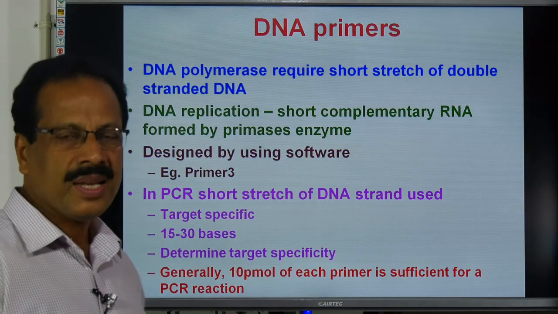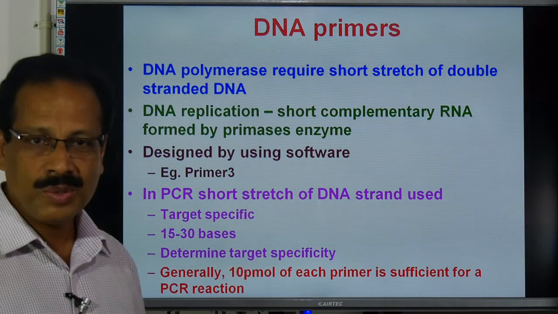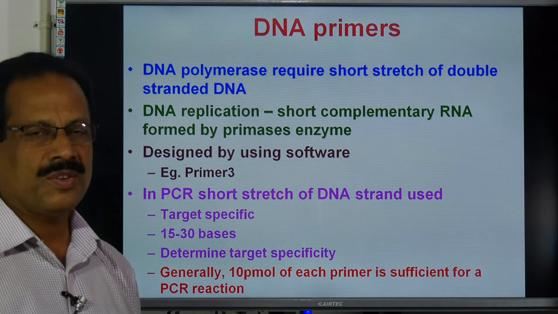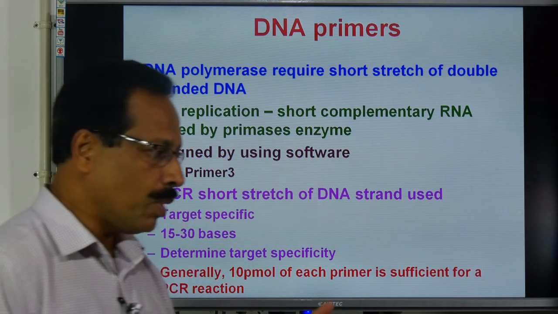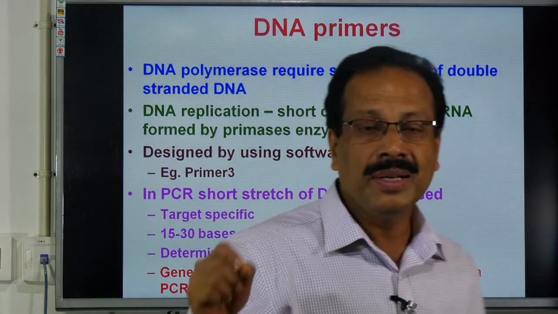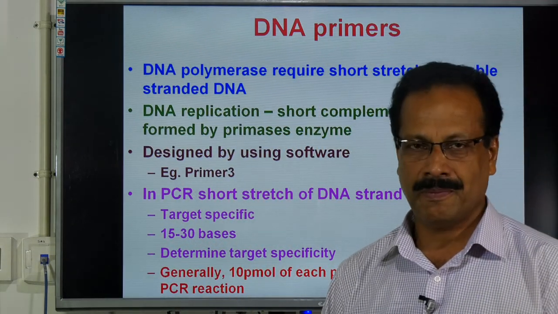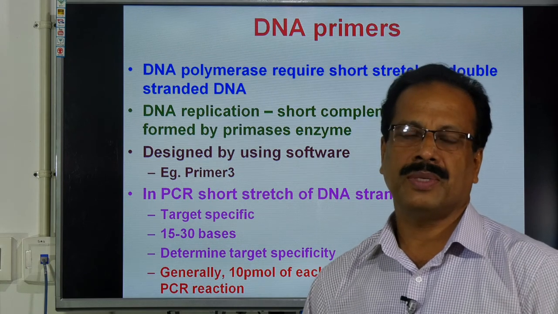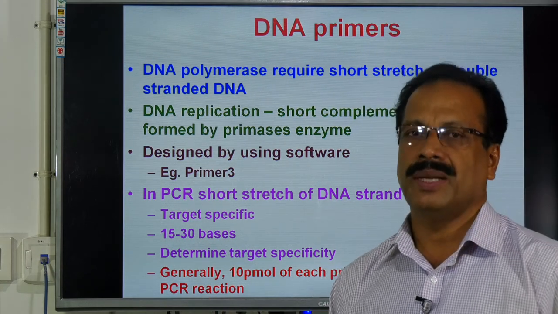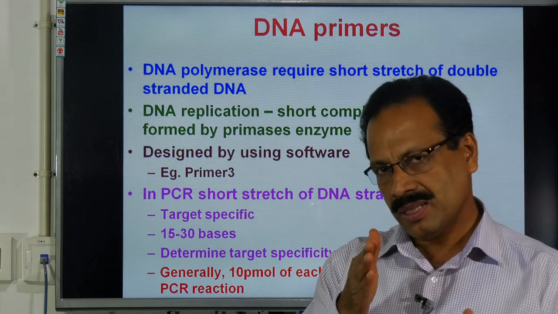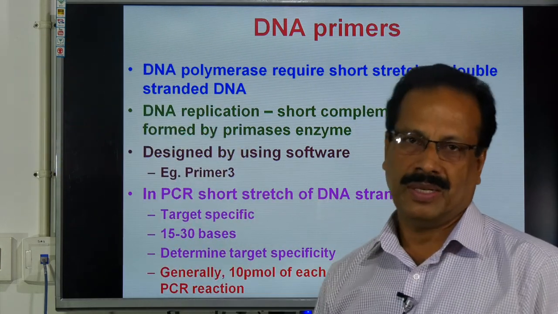But in the PCR reaction, we are not using the primase enzyme. Because of that, we have to provide a small stretch of DNA which is complementary to the 5' end of the strand you are amplifying. It's a short stretch of DNA which is complementary, and it is complementary to the 5' end because the synthesis is towards the 3' end.